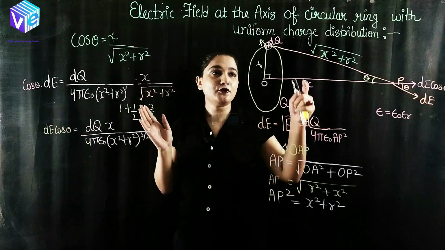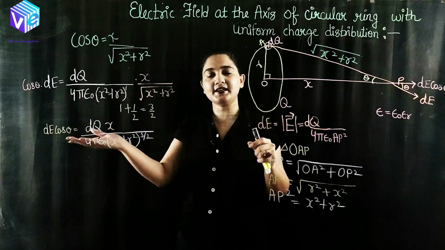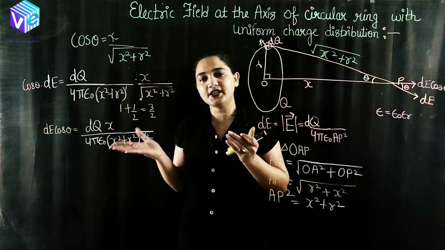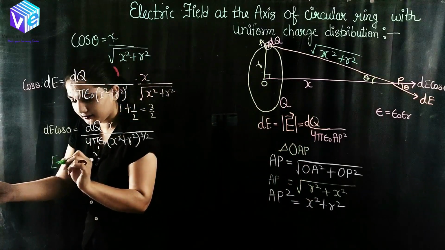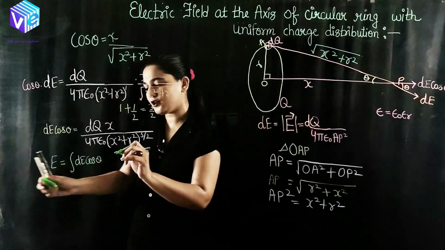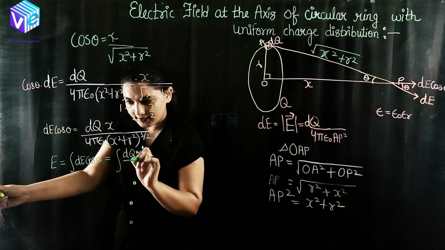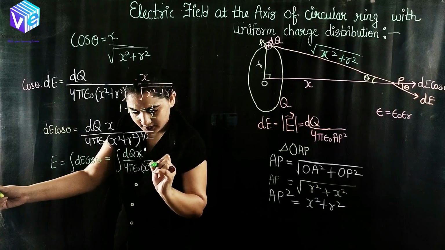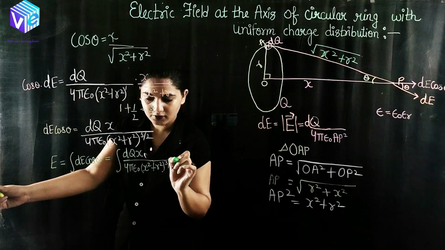Now if I need to find out the electric field due to this full ring, then I will be integrating it. Because the charge is uniformly distributed, I have to integrate over the charge. So what will be the total electric field? We'll be integrating the dE cos theta. So it will be equal to integration of dQ x upon 4 pi epsilon naught x square plus r square raised to power 3 by 2.